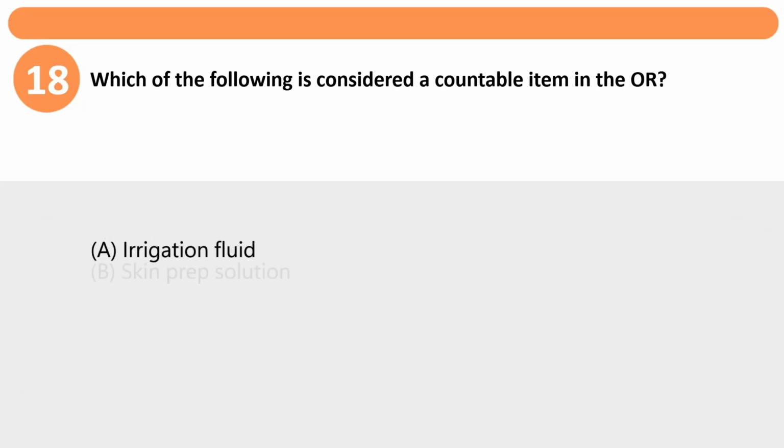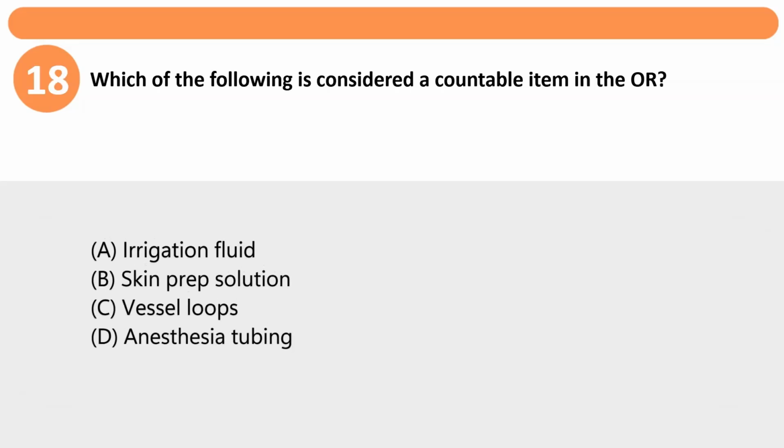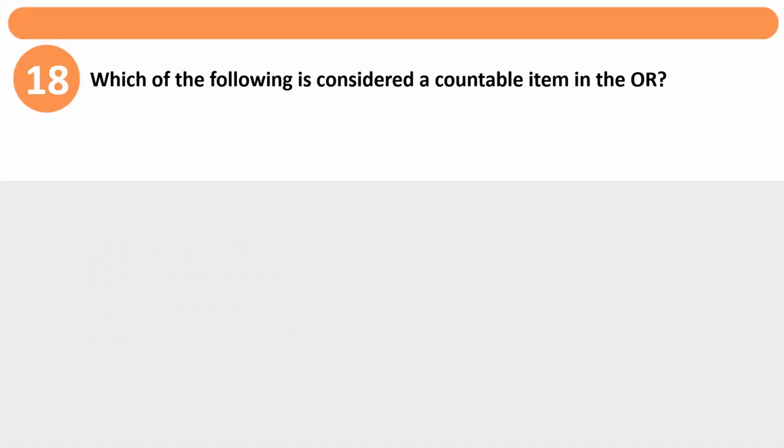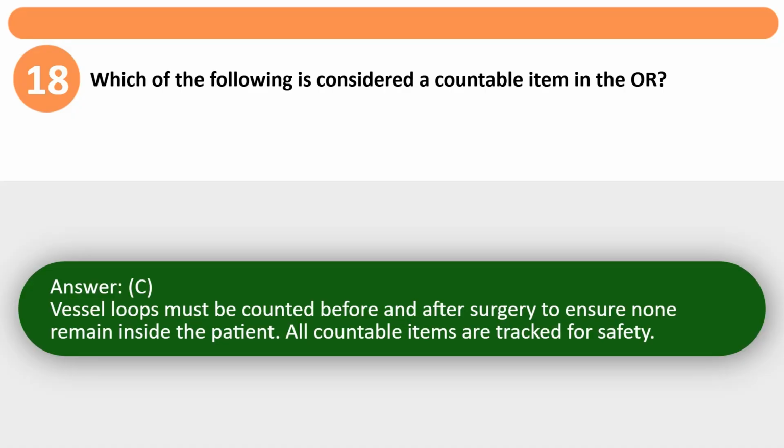Which of the following is considered a countable item in the OR? A. Irrigation fluid. B. Skin prep solution. C. Vessel loops. D. Anesthesia tubing. Answer, C. Vessel loops must be counted before and after surgery to ensure none remain inside the patient. All countable items are tracked for safety.